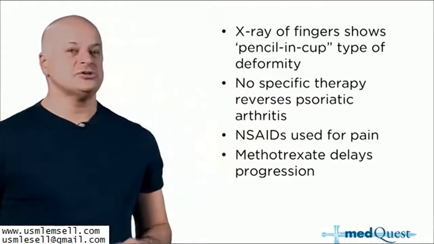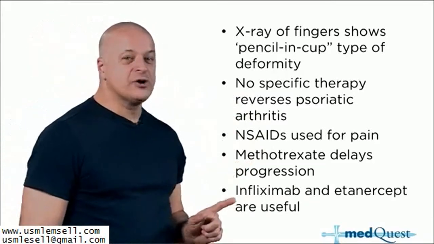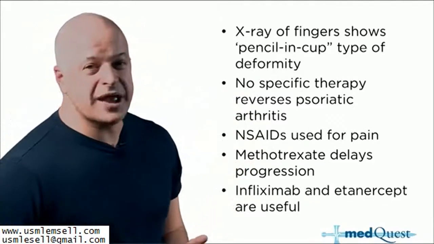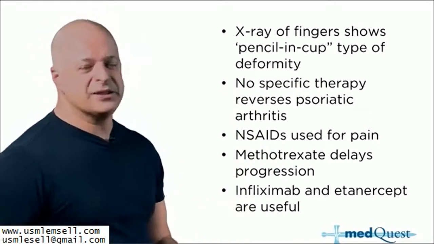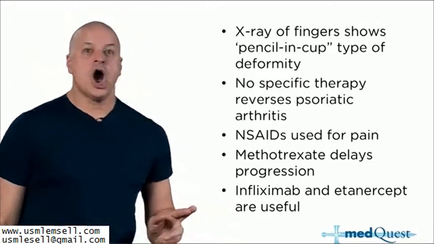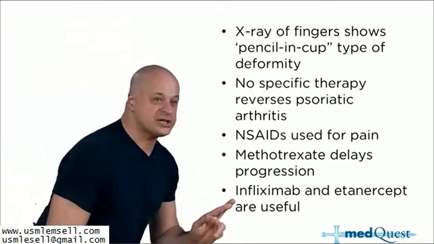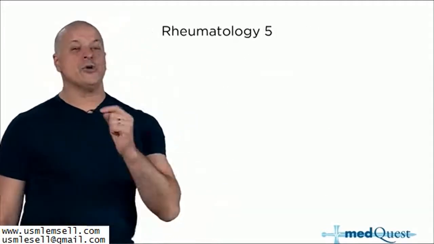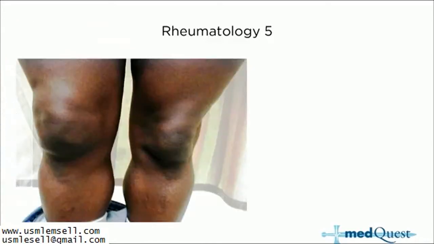And you'd only use TNF inhibitors if the methotrexate does not work. So infliximab, adalimumab, etanercept are tumor necrosis factor inhibitors, and these are only used if methotrexate does not work. Psoriatic arthritis. Next one.